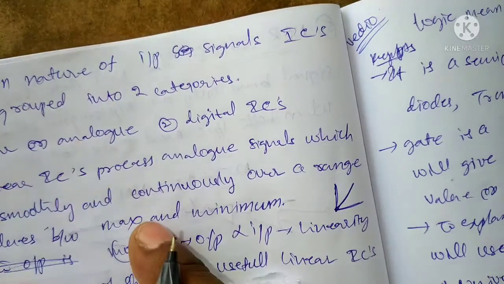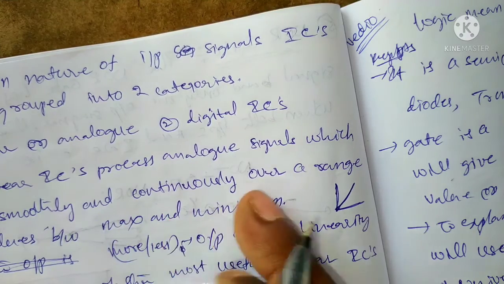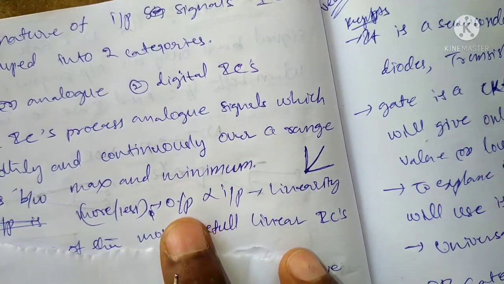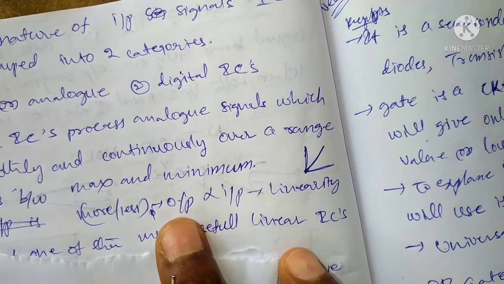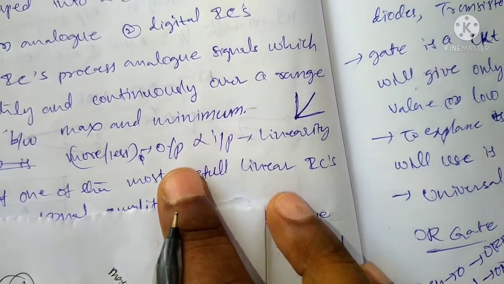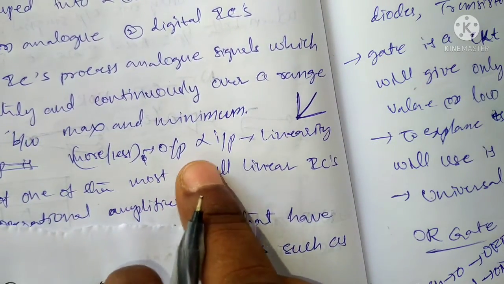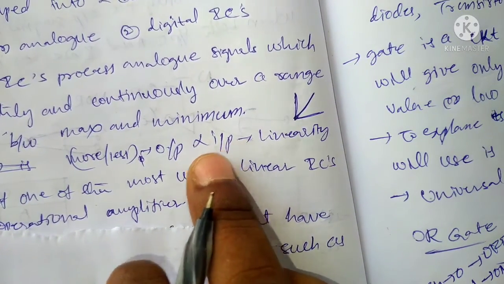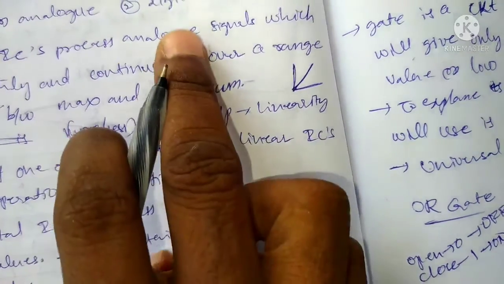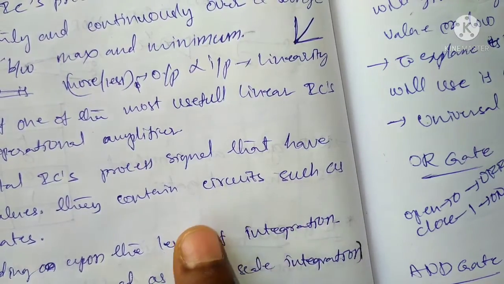In a linear relation, the signals range continuously like this. Linear means input is equal to output. Whatever information comes from the input, the output gets the same signals, without any disturbance. That is a linear relation. Next, digital means it processes signals that have two values.